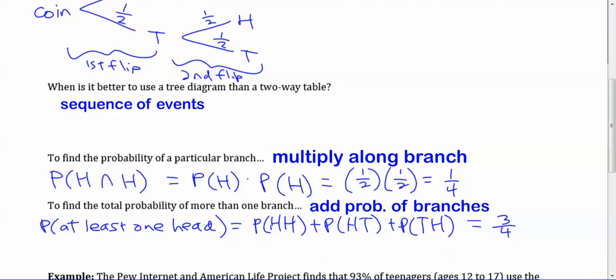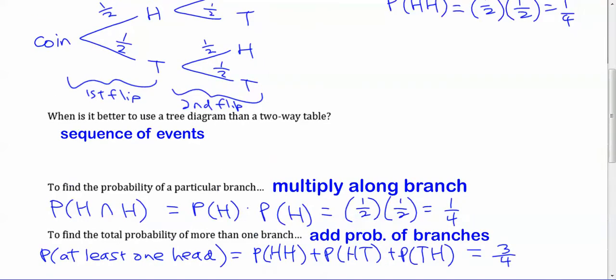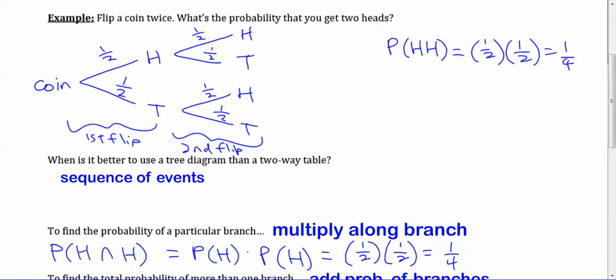Of course, for this particular example, to answer the question of what's the probability of getting at least one head, you could have used the complement rule. That is, you could have said, well, that would be all the possible outcomes except for this bottom branch here, the tails and then tails again. So that would be using the complement rule.